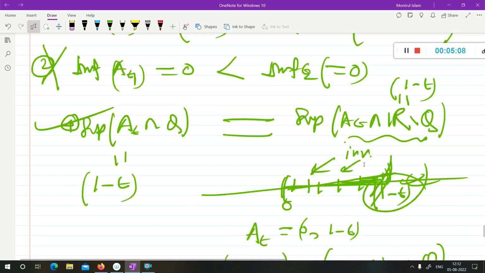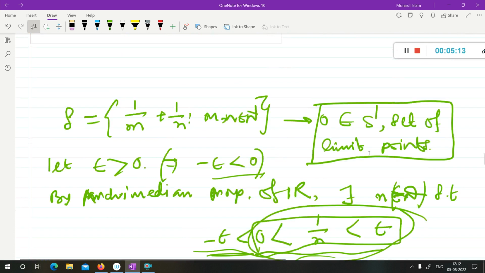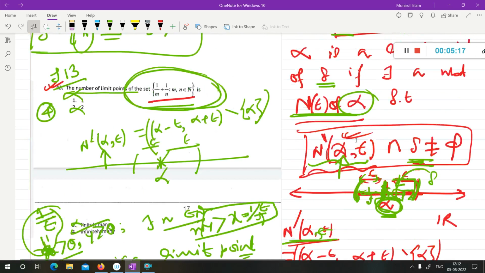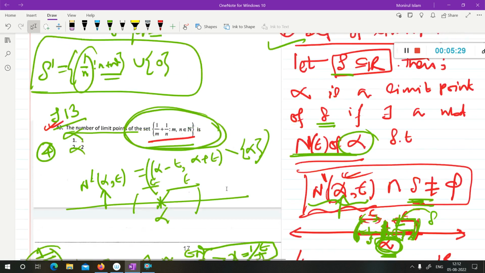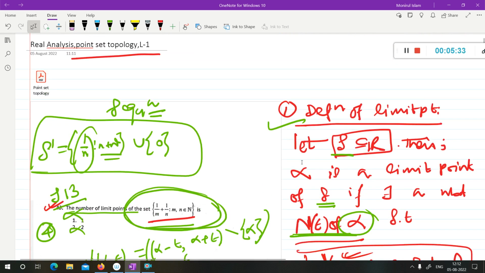Now we are going to discuss one more question: 1 by n plus 1 by m, limit point. The question is from June 2013. I have written this question's solution because previously I tried to make a video, and at that time my laptop had a problem, so I couldn't upload the video, and the solution is written also. So see, this 1 by m plus 1 by n is just a number. This is a limit point.